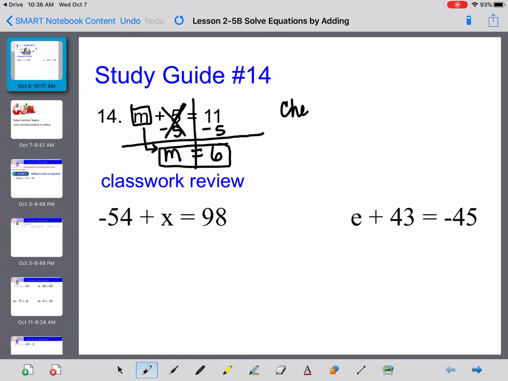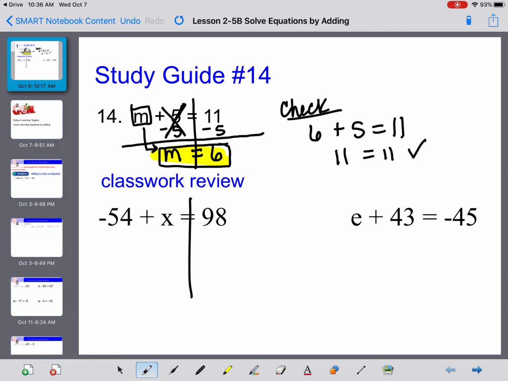Before I can say for sure that that is the correct answer, I need to check my work. So 6 plus 5, does that equal 11? And 6 plus 5 is 11. So I know for sure that that makes the equation true. So this is the solution.